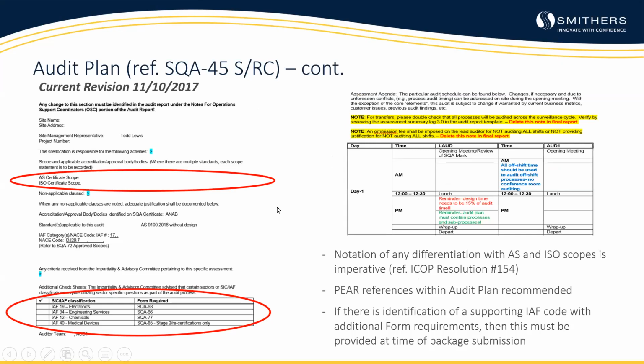A couple more items in regards to the audit plan. In Module 1, we did talk about misalignment of AS and ISO scopes. We do require that the auditor list within the audit plan the AS certificate scope as well as the ISO certificate scope. Those should be aligned. If they are not aligned, the expectation is we are doing a separate ISO add-on activity, because as we explained in Module 1, due to ICOP Resolution 155, those need to be in complete harmony.